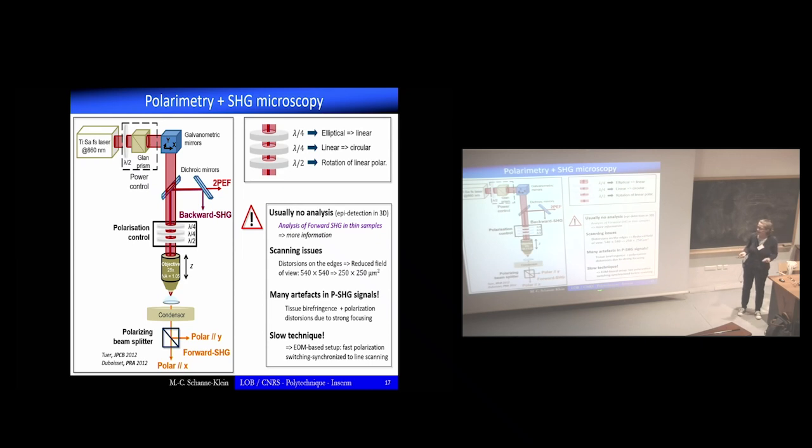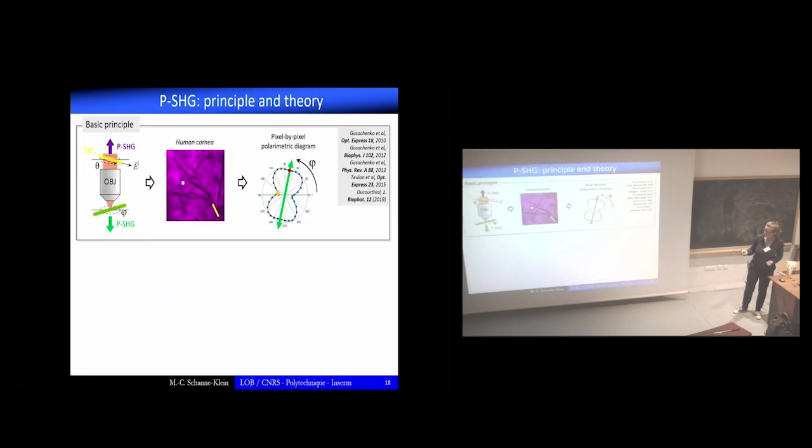all these artifacts. And the main issue with this technique is that it's slow, because it's a laser scanning technique, and we have to record images with different polarization. But we can use fast polarization switching with an electro-optical modulator instead of these wave plates. In that case, we synchronize to line scanning so that it's possible to do some fast polarimetric SHG. Here, you see the polarization changing, and we acquire a stack of images with different polarization.